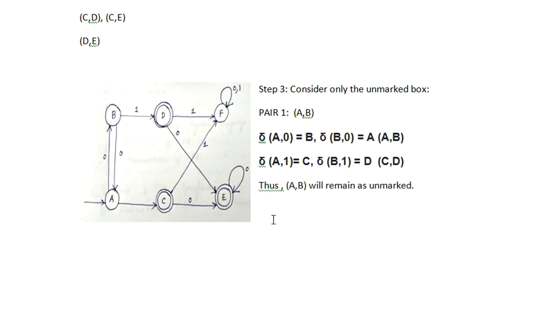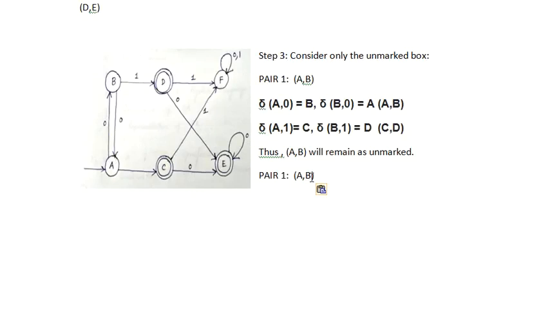Second pair, similarly, I have to look into the scenario. I will be teaching you for the second pair as well, and later I will let you know all the other pairs as well. For the second pair, if you find out, the second pair is A comma F.